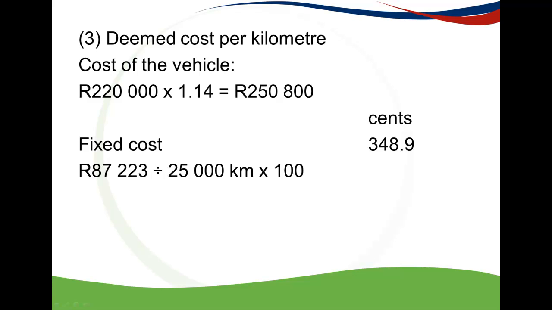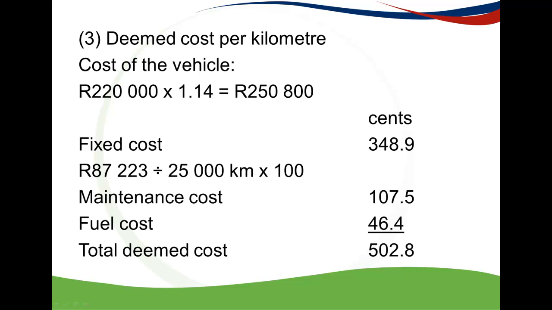Now remember, this 87,223 is not the same format that it is for the maintenance cost and the fuel cost, because the maintenance cost and the fuel cost is a cents per kilometre. This fixed cost is for the full year for all travel, and therefore we divide by the total number of kilometres to get to the fixed cost per kilometre. Then to that we can add the maintenance cost on the table as well as the fuel cost on the table. We add them all together, then we get to the total deemed cost, which is a deemed cost per kilometre, and you'll see it's given to you in cents.